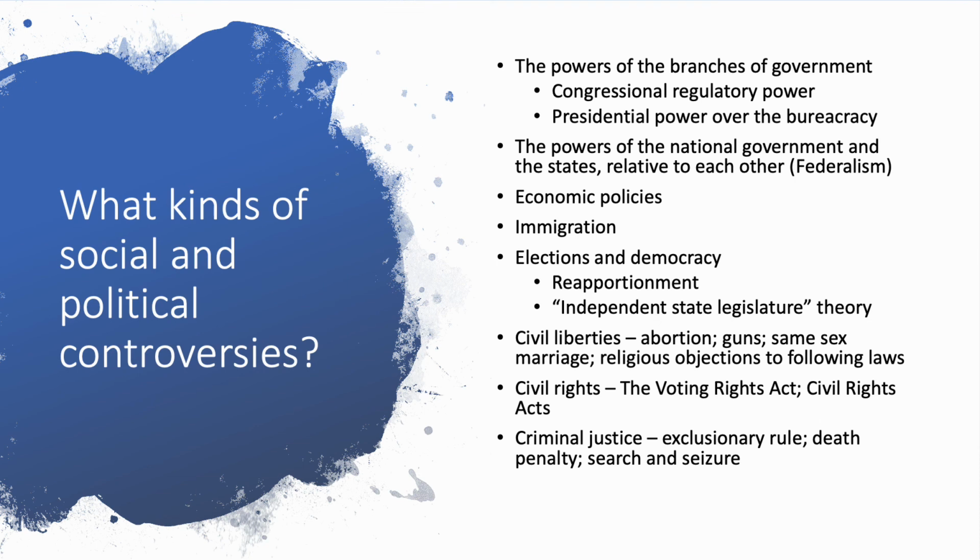The president's power over the bureaucracy, the president's power to control the executive branch bureaucracy. Some say it should be very expansive. Others say it shouldn't. Well, you know where that's going to get decided? In the courts. The powers of the national government and the states, federalism, that's always before the Supreme Court. Economic policies and immigration policies, very, very central. Many important decisions about immigration policies in recent years.